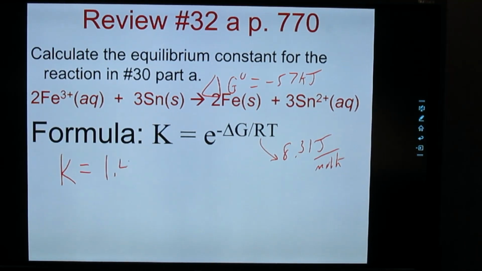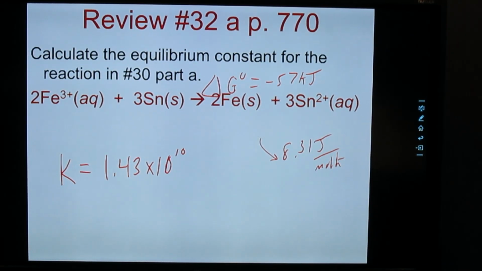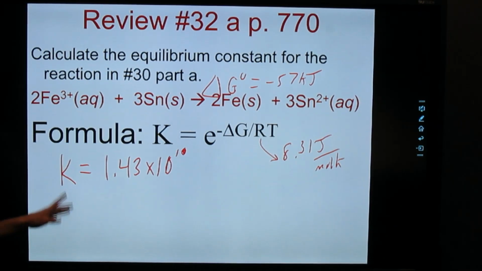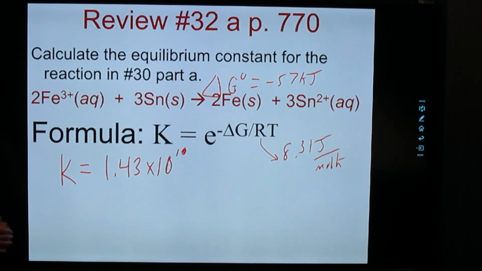Here's the K you should get. 1.43 times 10 to the 10th. So it's a large positive number. And so that's the K value. You might have slight rounding differences, don't worry, as long as you're close. And so that's the K.